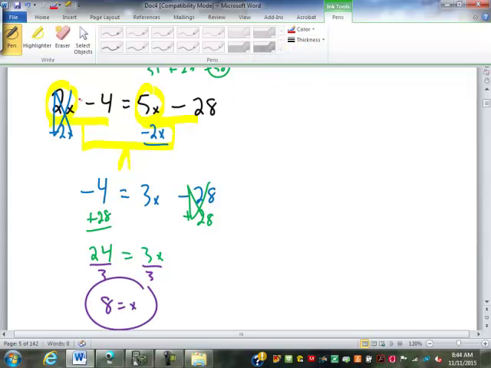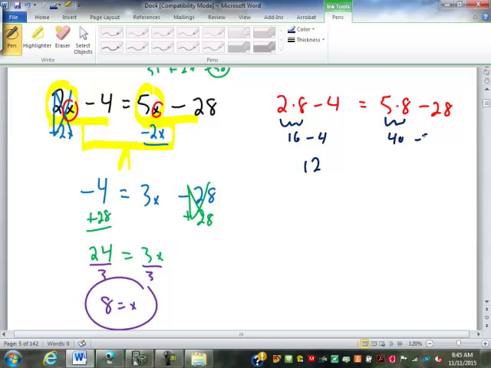And as always, we can put that 8 back in here to double check. So 2 times 8 minus 4. Check to see if that is equal to 5 times 8 minus 28. Well, 2 times 8 is 16, minus 4 is 12. 5 times 8 is 40, minus 28 is 12. It's the same value on each side. So x equals 8 seems to be our correct answer.